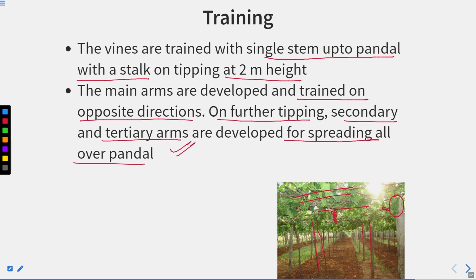So suppose this is a plant, right? This is a plant and it is having a primary. So it should move in this way. Secondary, it should move in this way. Tertiary, it should move so it can cover all over this pandal, right?